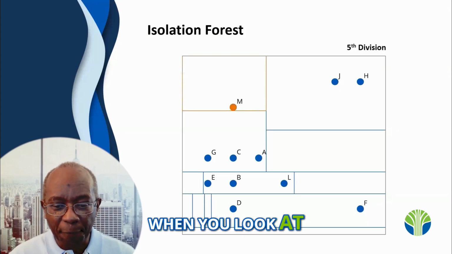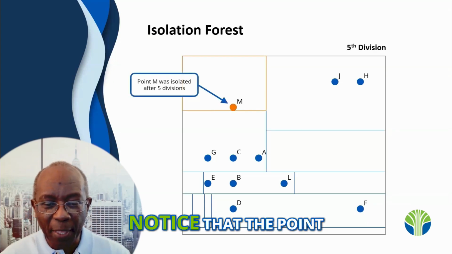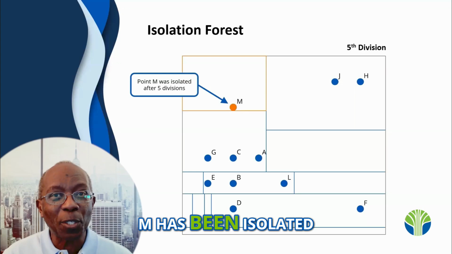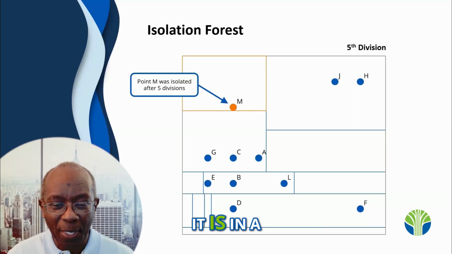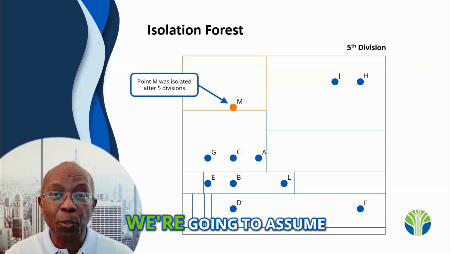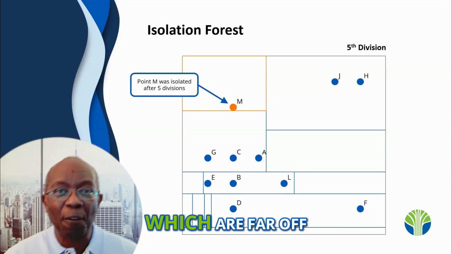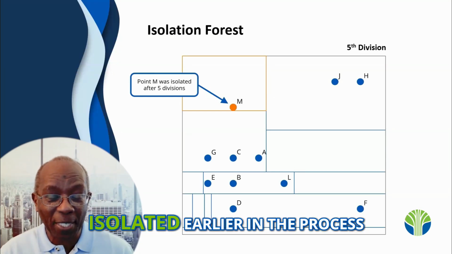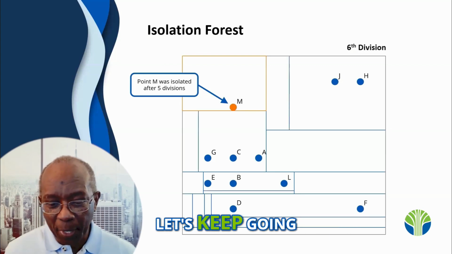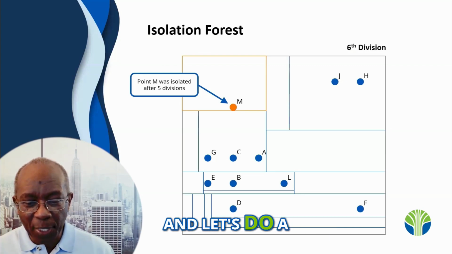Now, when you look at the fifth time we do it, notice that the point M has been isolated. It is in a cell of its own. Now, we're going to assume that the tendency will be that the points which are far off will tend to be isolated earlier in the process. Let's keep going once again. And let's do a seventh time.